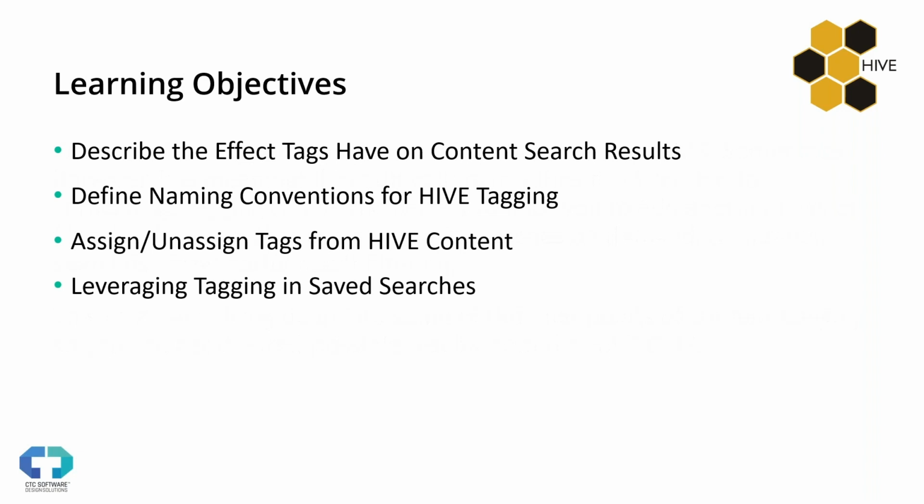We're going to cover 4 specific topics here. We are going to describe the effect the tags have on content searches. We are going to take a look at configuring tags and defining tag naming conventions. We're also going to assign and unassign tags from the HIVE content itself so you can know exactly how that works. And then, we're going to just quickly discuss leveraging tagging within saved searches. We have a whole webinar dedicated to just really refining saved searches, but we're going to take a look today just at how tagging really plays into that a little bit.